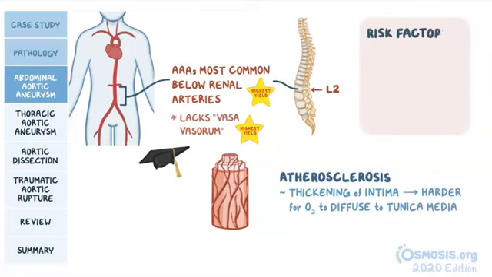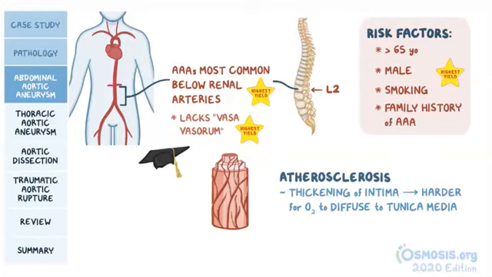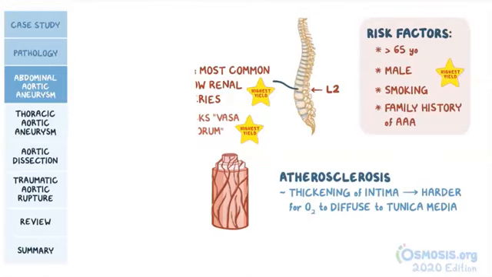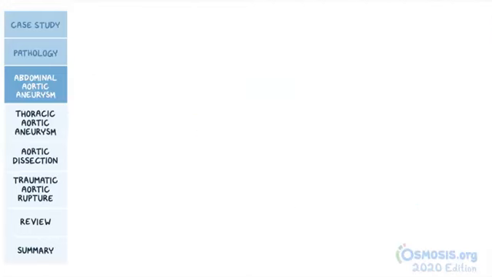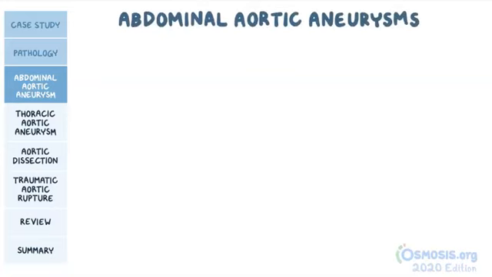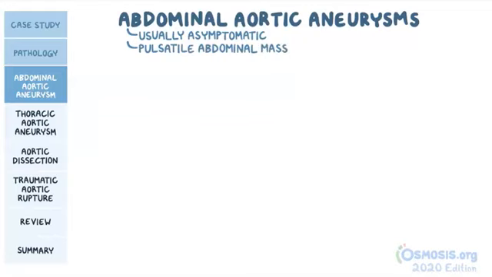Other important risk factors include age greater than 65, male sex, smoking, and a family history of abdominal aortic aneurysm. Now, abdominal aortic aneurysm is usually asymptomatic, but sometimes a pulsatile abdominal mass may be detected on physical exam.